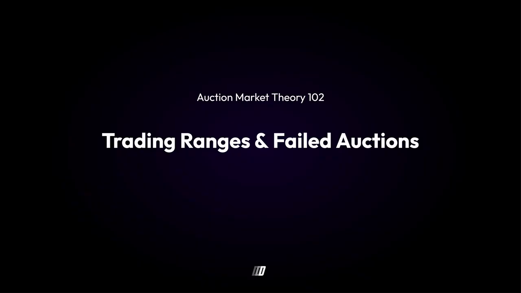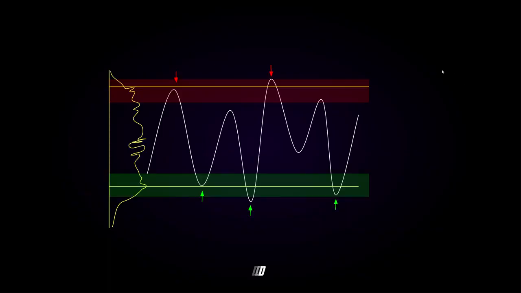Hi, and welcome back to Auction Market Theory 102. We're going to discuss now trading ranges in failed auctions. So whenever price approaches the extremes of our fair valuation area, where statistically 70%, which is a standard deviation, of volume is traded, of money is exchanged, of trading activity is happening, we get into the anomalies.